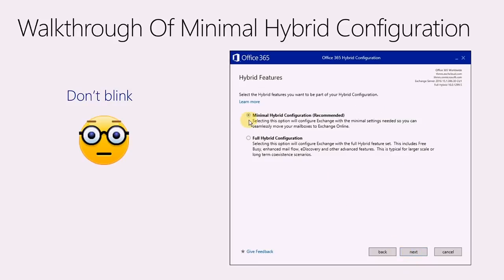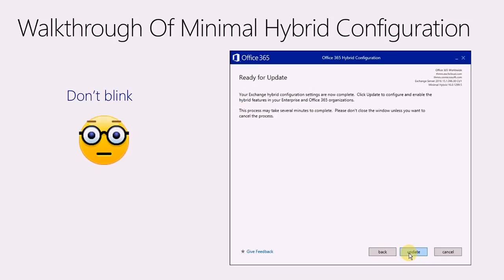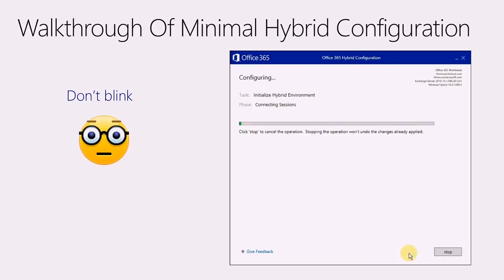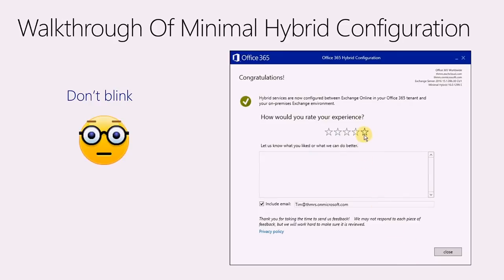And then we give you the option. Do you want to do a full hybrid config, or do you want to do the minimal config? We're going to click minimal. We click update, because we already know what changes need to occur. And we'll go through and, via remote PowerShell, on both sides, update whatever configuration parameters need to be updated in order to establish that relationship between the organizations. And then we're done.